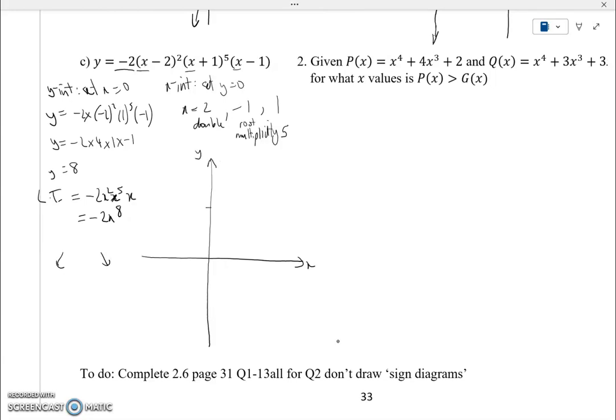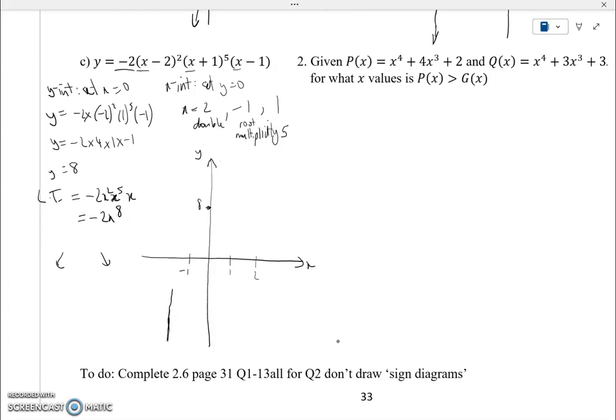Okay, y equals 8, it's the y-intercept. Then -1, 1, 2. And x to the 8, so very, very steep here. Very, very steep. Okay, let's go.